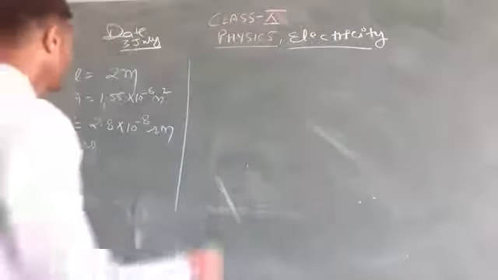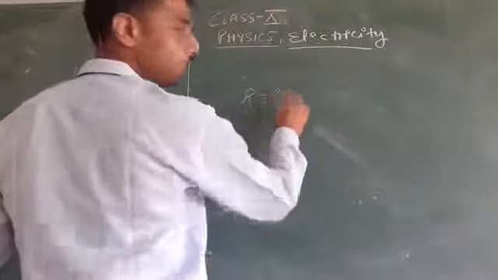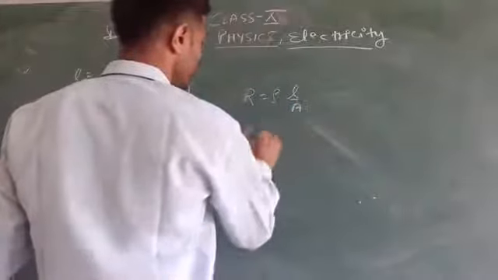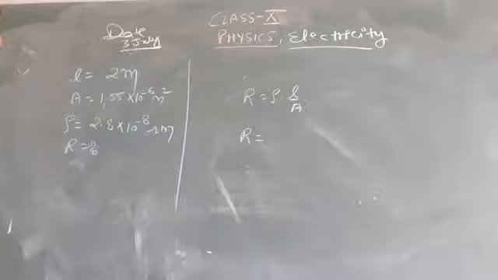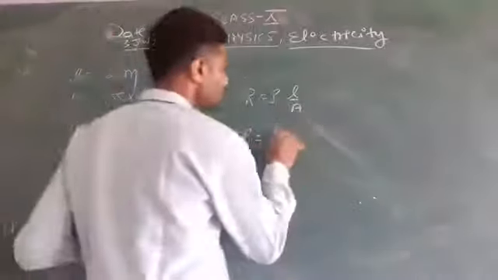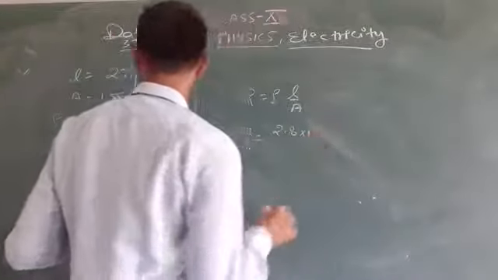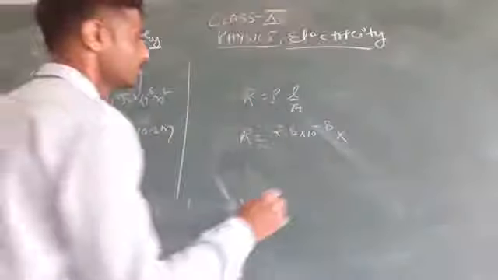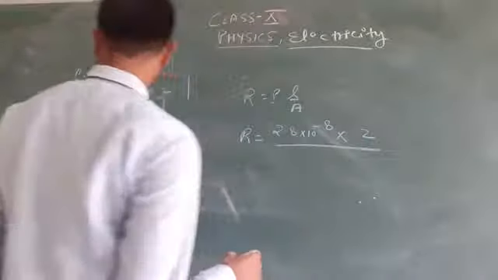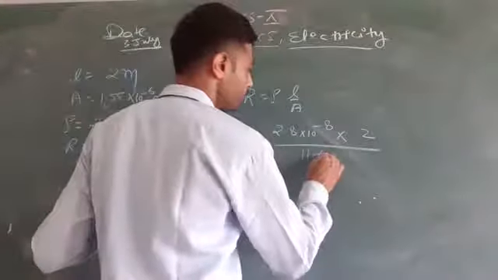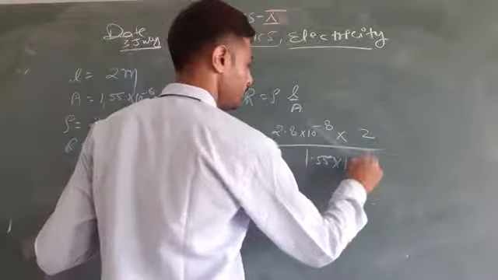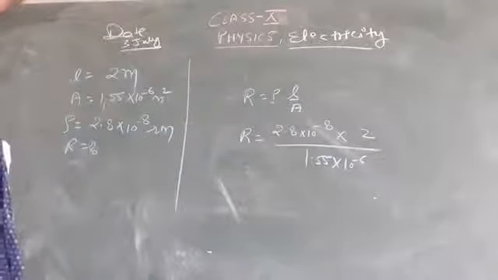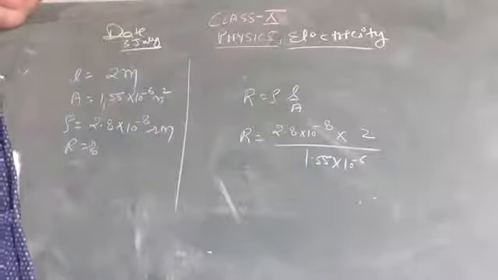So R equal to rho L upon A. What is the value of rho? 2.8 into 10 to the power minus 8. L is 2, and A equal to 1.55 into 10 to the power minus 6. So by solving this, you can solve the numerical easily.